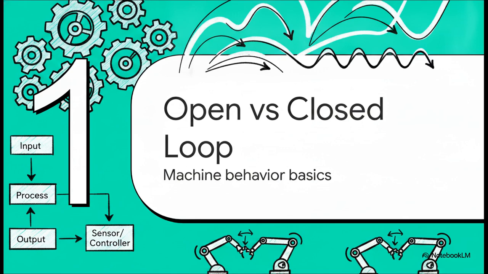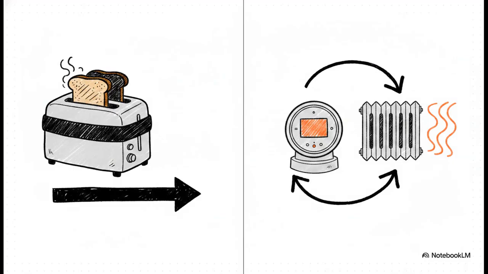All right, section 1, open versus closed loop. Let's cover the absolute basics of machine behavior. You know, a really classic way to look at this is just comparing a standard toaster to a thermostat. An open-loop system, like your toaster, is pretty much flying blind. It applies heat for a preset time and just hopes for the best. It never actually checks if the toast is burning.